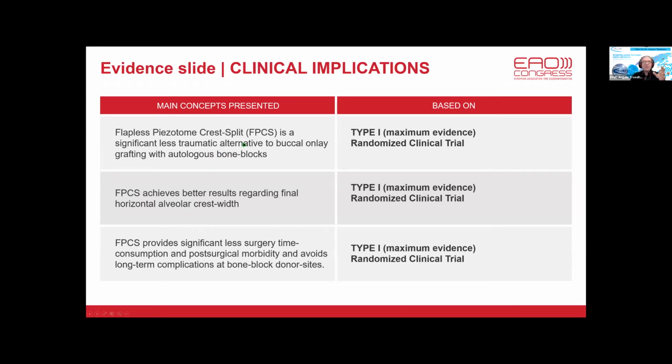Flapless Piezotome Crest Split is a significant less traumatic alternative to buccal onlay grafting with autologous bone blocks. Flapless Piezotome Crest Split achieves better results regarding final horizontal alveolar crest width, because, of course, since you're using the innate biological activity of healing bone, you have no procedural resorption, because nowhere you have dead bone. With autologous bone block grafting, you're dealing with dead bone blocks.